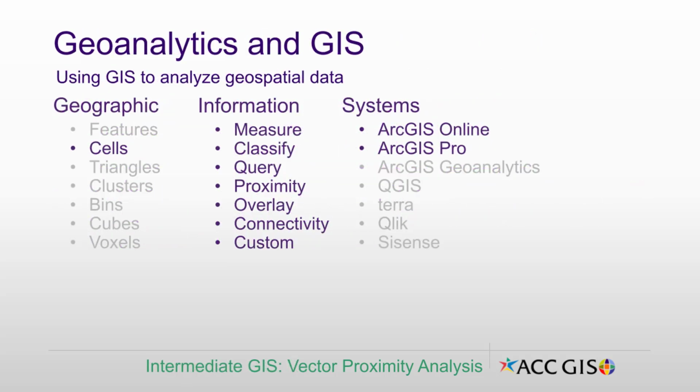Now, the focus of intermediate GIS is to use GIS to analyze geospatial data. And in the previous competency, we utilized the base geographic unit of features, clusters, and bins to perform different types of analyses, including measure, classify, query, proximity, overlay, connectivity, and custom analysis using ArcGIS Online and ArcGIS Pro. In this competency, we're going to switch to raster data in the base geographic unit of cells, where we're going to perform similar types of analysis, including measure, classify, query, proximity, overlay, connectivity, and custom analysis in ArcGIS Online and ArcGIS Pro.